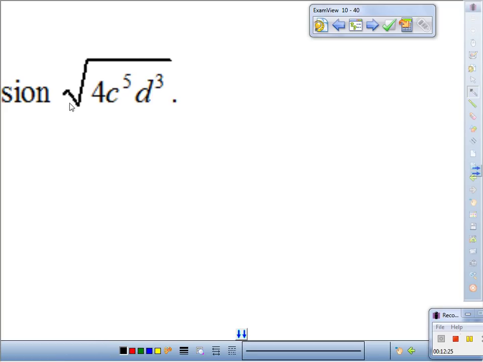I'm going to start with the number first. The number first is square root of 4. What is square root of 4? 2. I'm done with this one. What do I have left? C to the 5th, B to the 3rd. Now that we have variables only, look up. I'm going to write my invisible index. What is the invisible index?